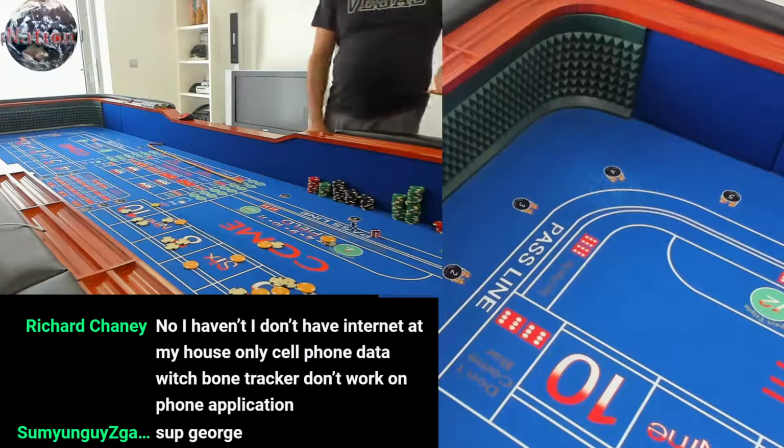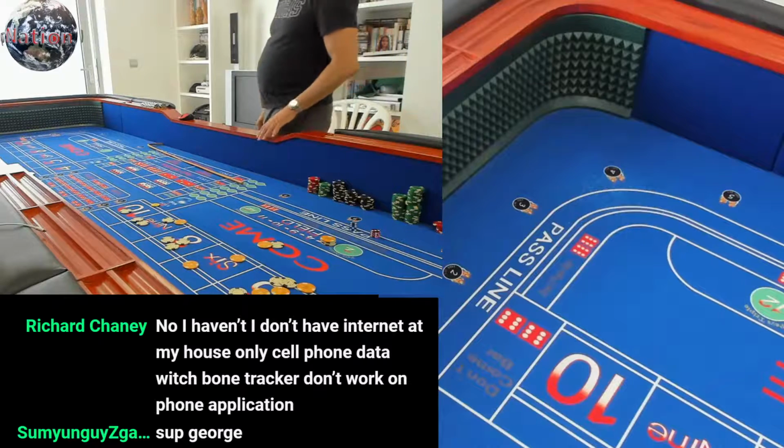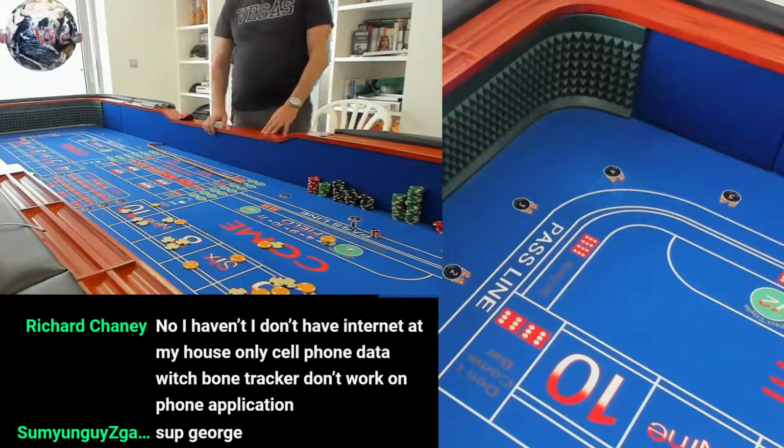Bone Tracker does not work on mobile. You're right. 18. What's up?